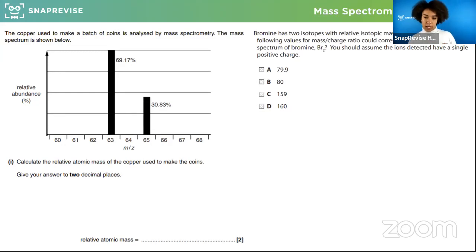Right, so here we've got the copper used to make a batch of coins is analyzed by mass spec. The mass spectrum is shown below. Calculate the relative atomic mass of copper used to make the coins. Give your answer to 2 decimal places. So I know that lots of people just sort of chuck this in really, really quickly.